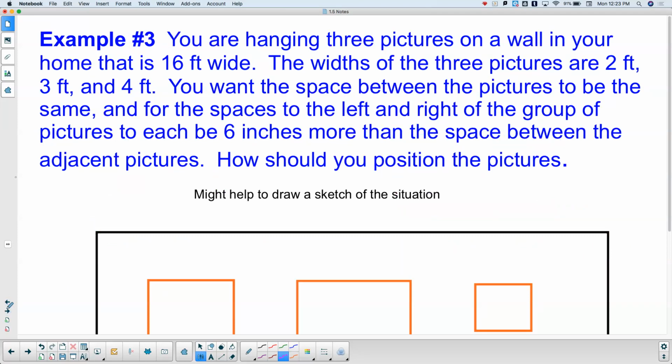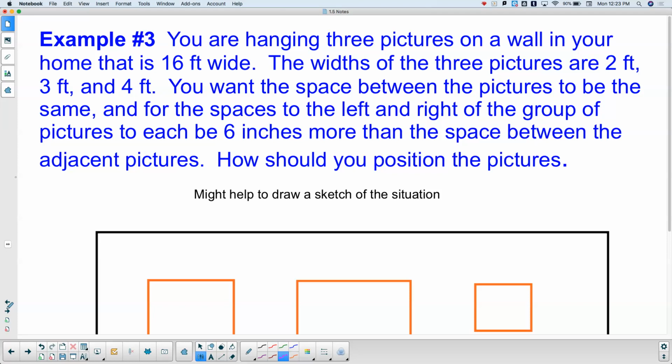Example number 3. You are hanging 3 pictures on a wall in your house. The wall is 16 feet wide. The widths of the 3 pictures are 2 feet, 3 feet, and 4 feet. You want the space between the pictures to be the same, and for the spaces to the left and the right of the group of pictures to each be 6 inches more than the space between the adjacent pictures. How would you position those pictures?